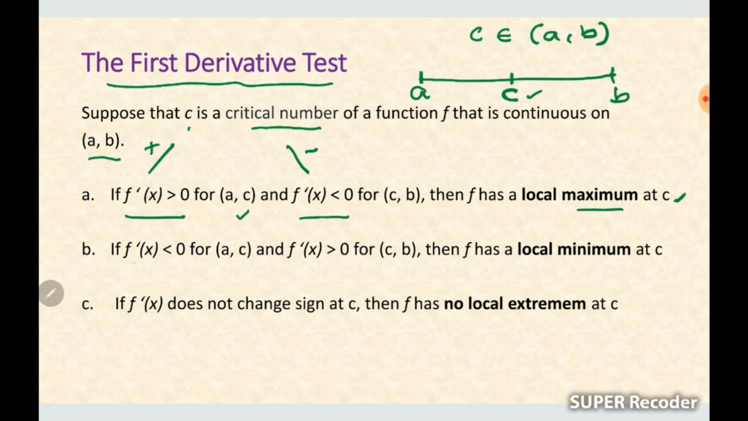B, if f prime x is negative for the interval from A to C, and f prime x is positive for the interval from C to B, then f has a local minimum at point C. Number C, if f prime does not change sign at C, then f of x has no local extremum at point C. Take a look at the next diagram.